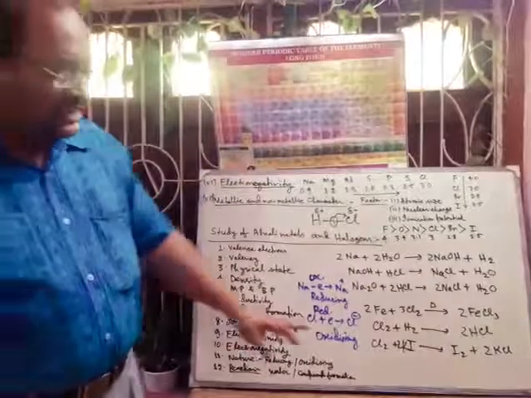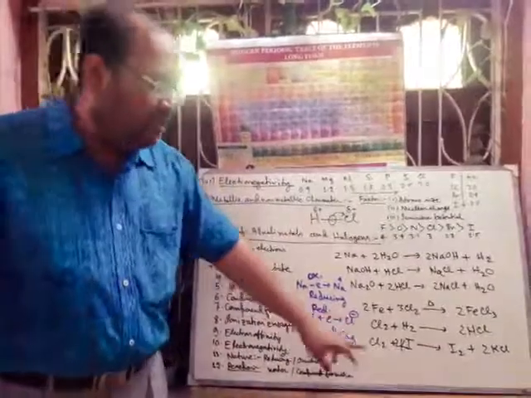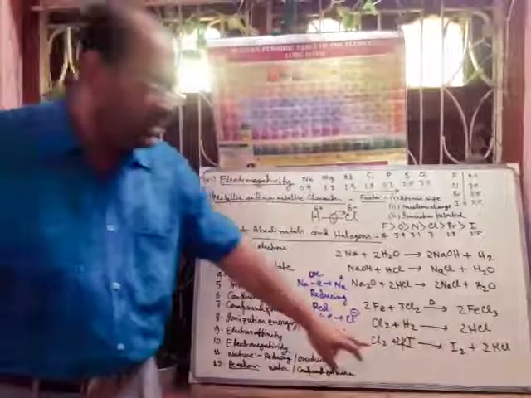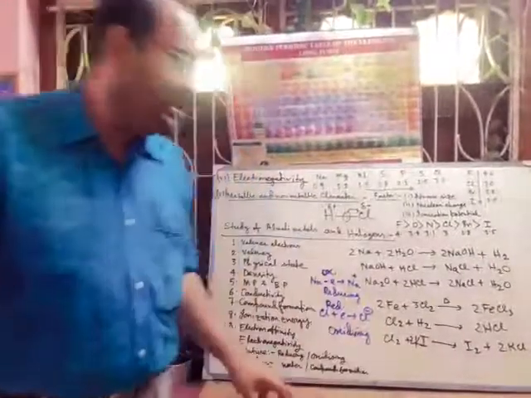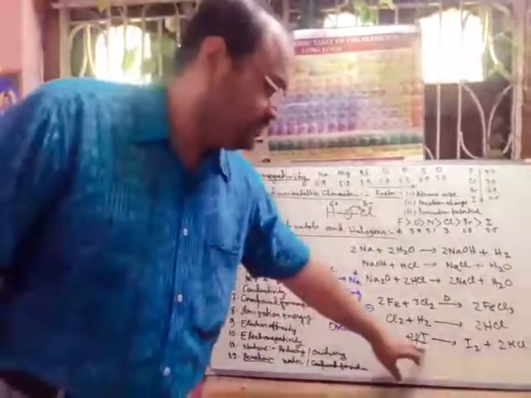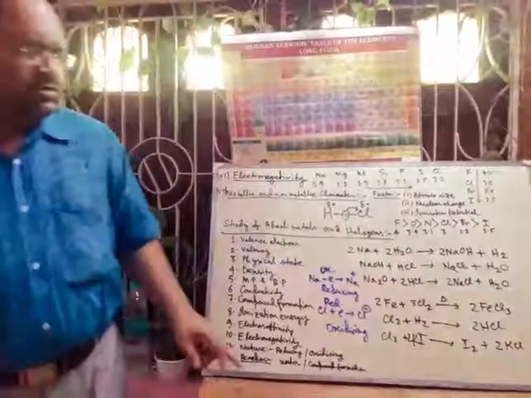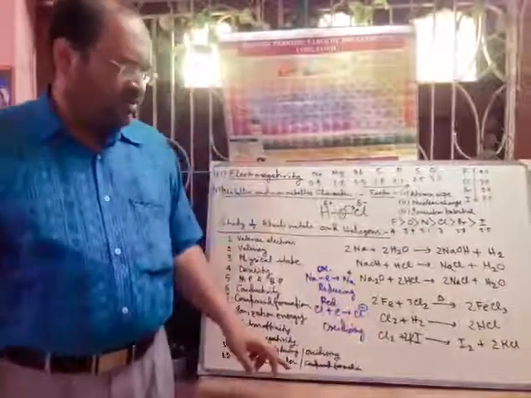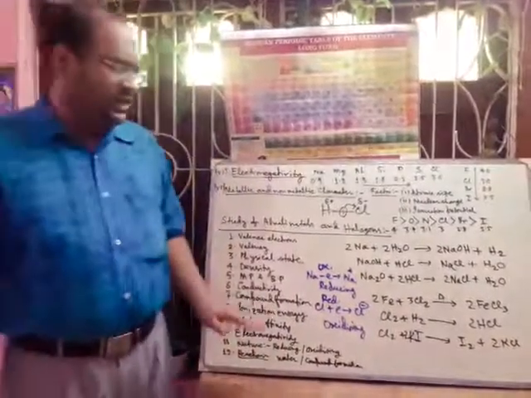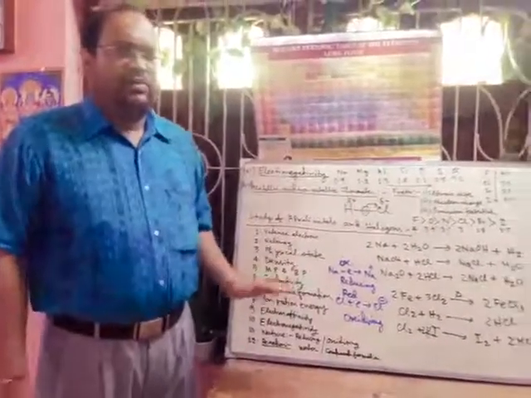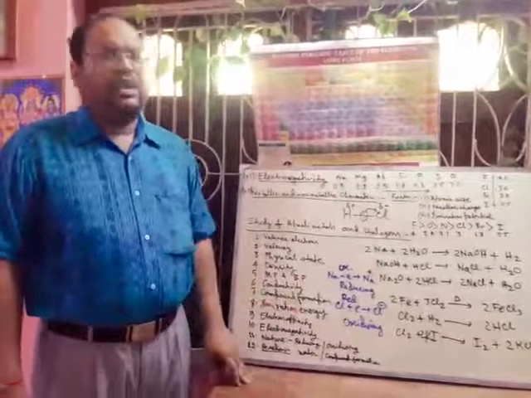Another type of reaction is that a more reactive halogen displaces a less reactive halogen. So chlorine reacting with potassium iodide displaces iodine from potassium iodide, forming iodine. So the whole solution turns brown in color, and in this way I have completed this periodic properties chapter.